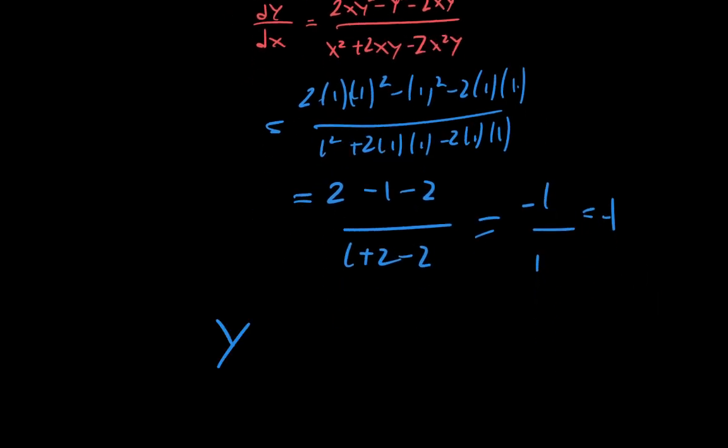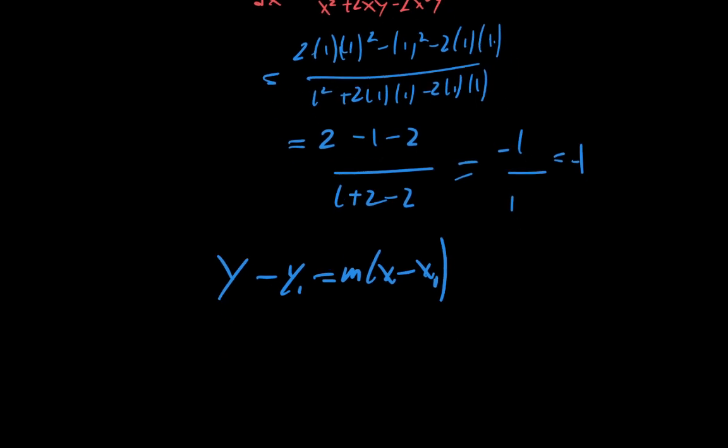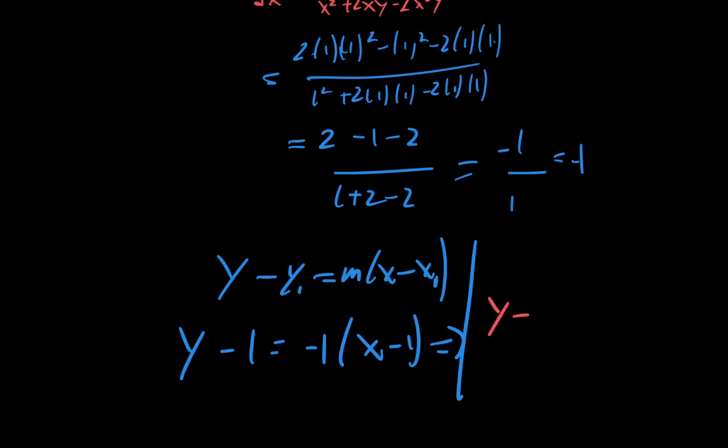And now y minus y1 is equal to m times x minus x1. Y minus 1 is equal to minus 1 times x minus 1. Y is equal to minus x, minus 1 times minus 1 is plus 1, plus 2. Y is equal to minus x plus 2. This is our tangent line. And that's pretty much it.